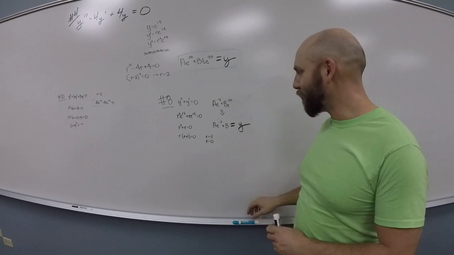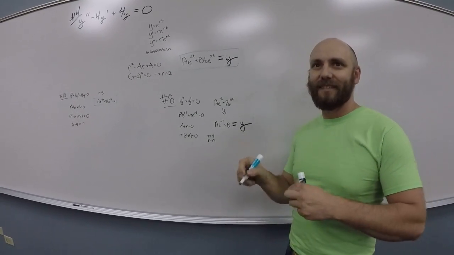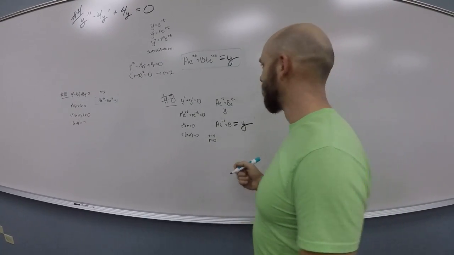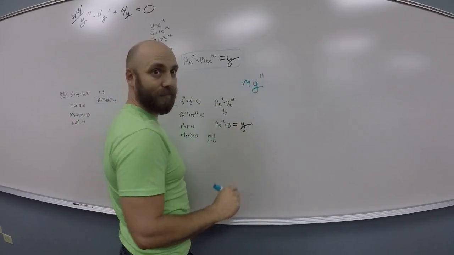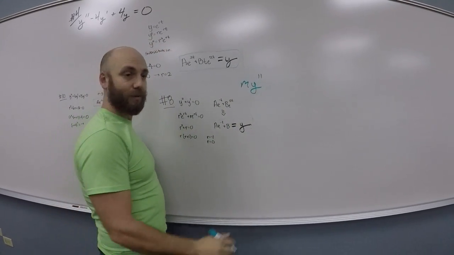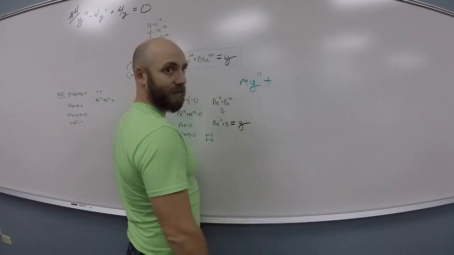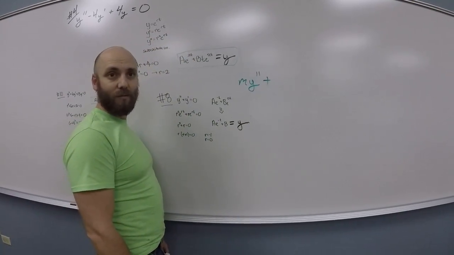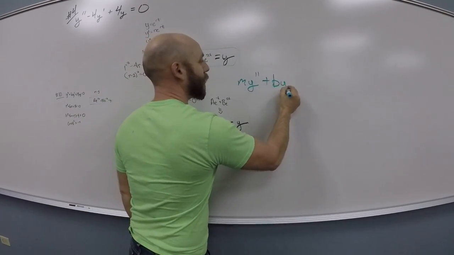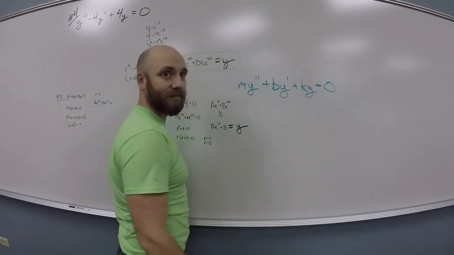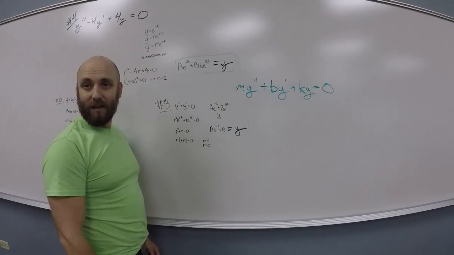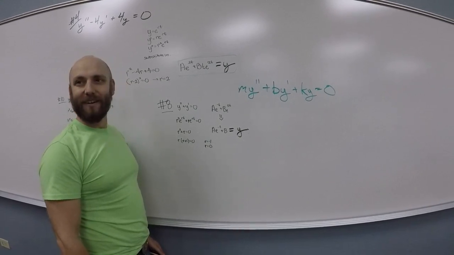Well, so what are the spring constants? Just remember, the general form for these is m y double prime plus b y prime plus k y is 0. So k is 0.